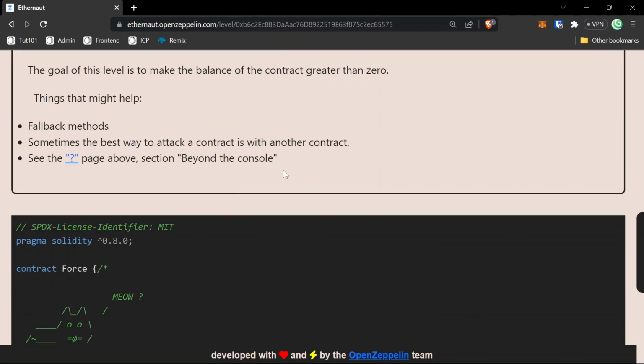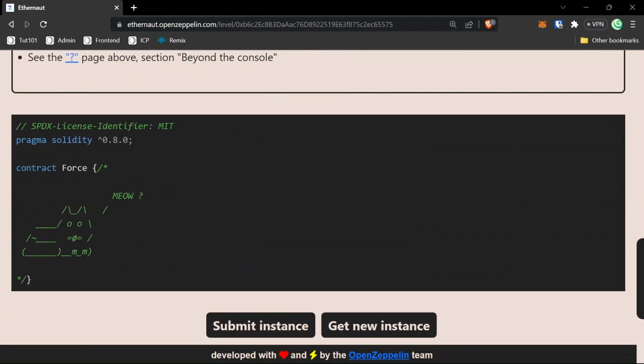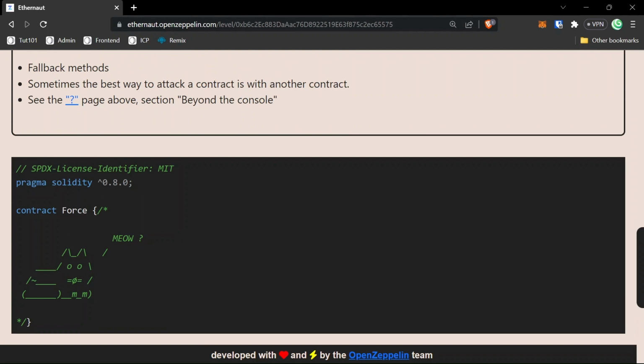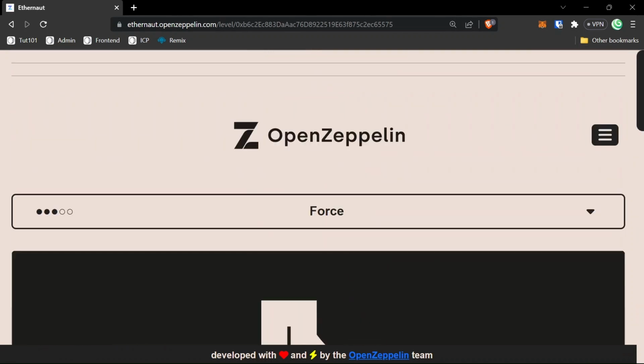Force is pretty straightforward. Here there is no code, but we need to send ether to this contract. Generally, if a contract does not have a receive function, it will not receive any ether, but there is one bypass to this, that is by using the selfdestruct function. So to solve this, we need to create a contract which will have a selfdestruct, and from there we can easily send ether to this contract.